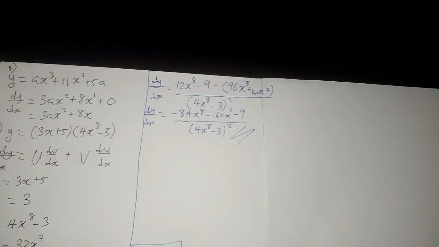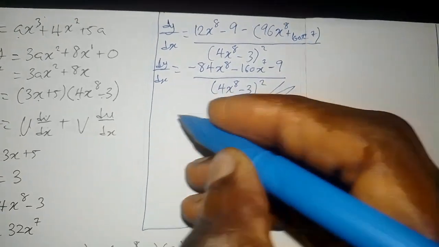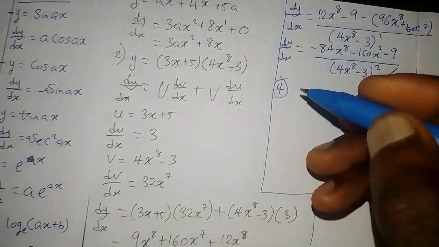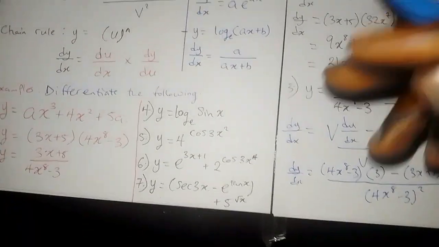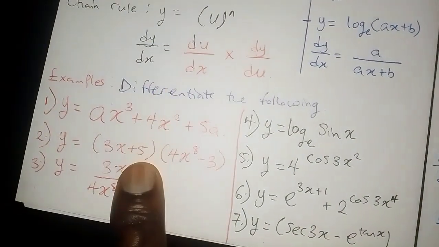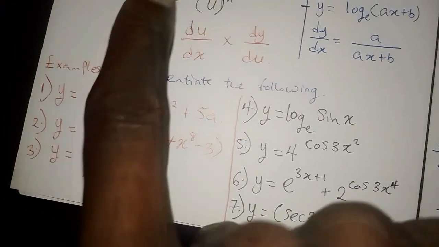To question 4 now. What's question 4? The reason I changed the ink here is that these parts look different from the earlier parts. Those are very simple, just O level. This part is now coming to your A level.